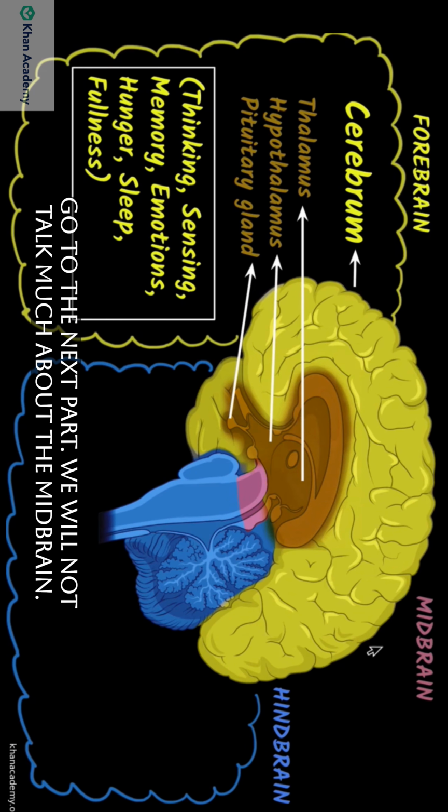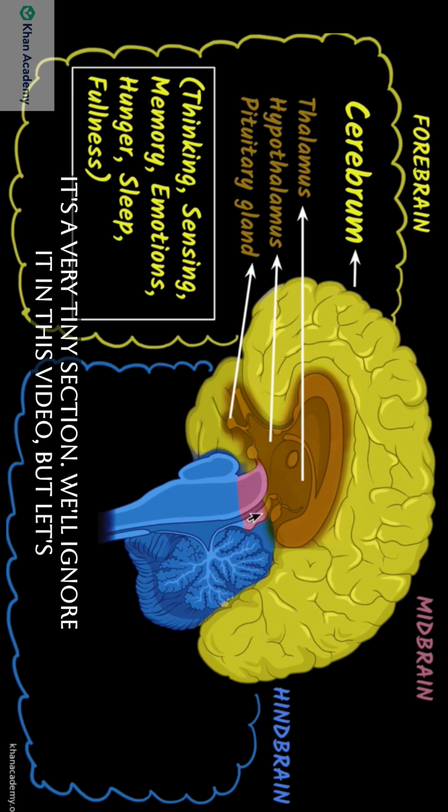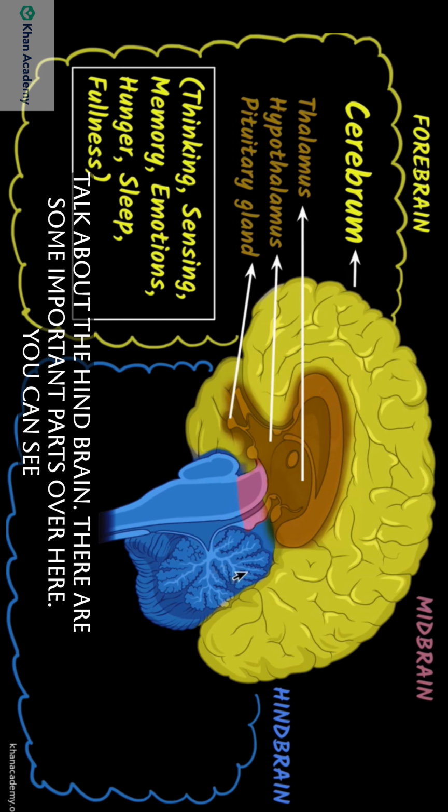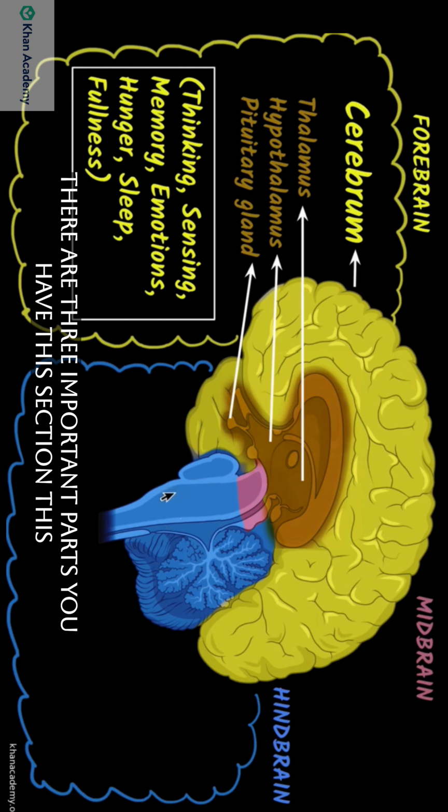Now let's go to the next part. We will not talk much about the midbrain. It's a very tiny section. We'll ignore it in this video. But let's talk about the hindbrain. There are some important parts over here. You can see there are three important parts.